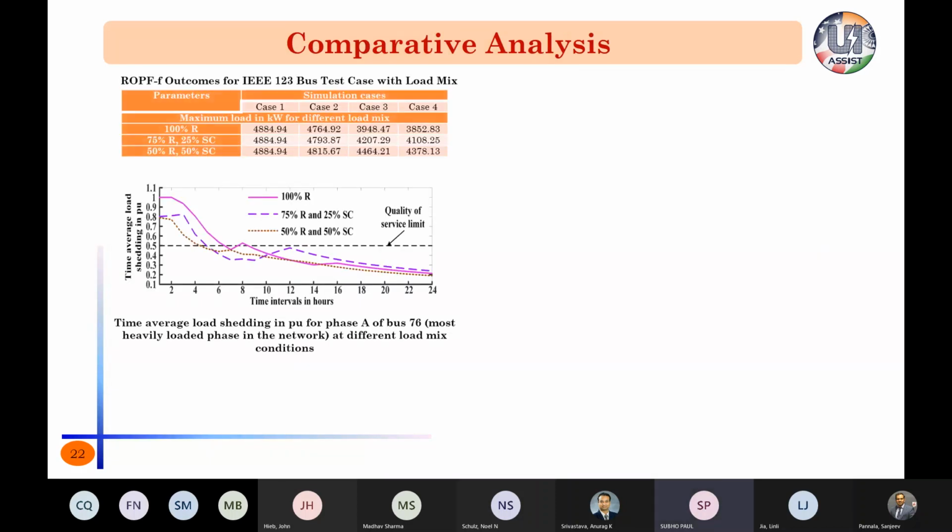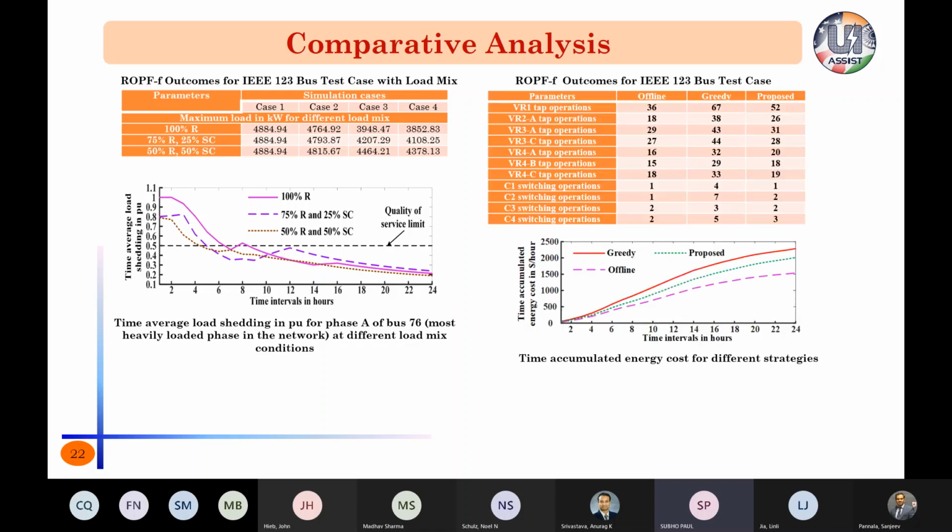So a comparative analysis is done with different load mix conditions, to see the effectiveness of the residential customers in a network. We can see that if we increase the percentage of small commercial consumers, the peak load reduction is less, and the load curtailment is also lesser, because the commercial customers are mostly strict about their consumption.